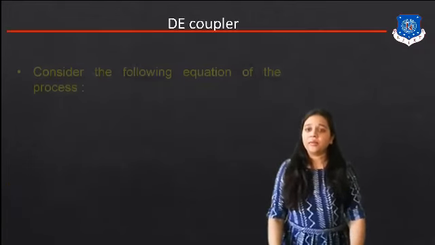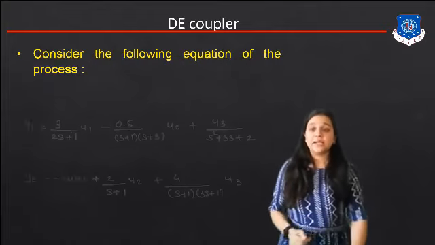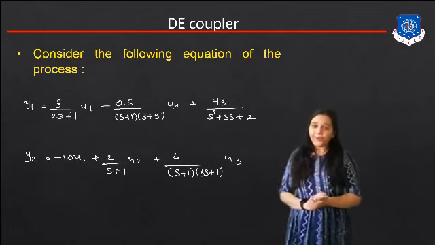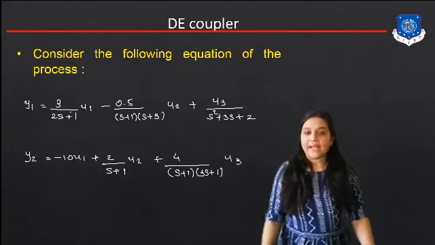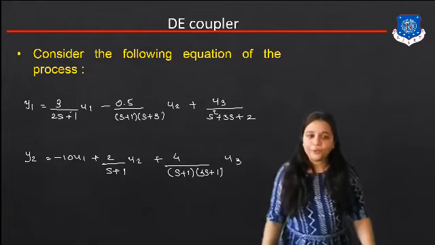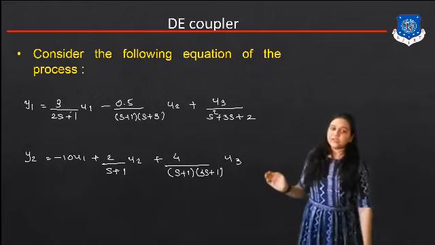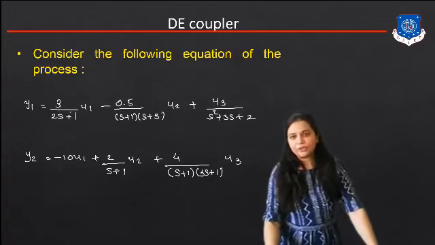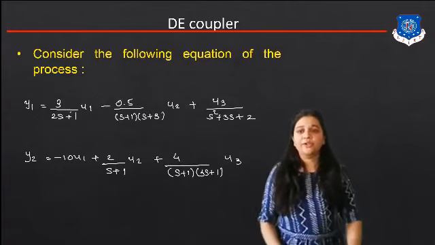Now, in the decoupler, we have considered the following equation of the process. The process equation is y1 equal to 3 upon 2s plus 1 u1 minus 0.5 upon (s plus 1)(s plus 3) u2 plus u3 upon s square plus 3s plus 2. And the second equation is y2 is equal to minus 10 u1 plus 2 upon s plus 1 u2 plus 4 upon (s plus 1)(3s plus 1) u3.